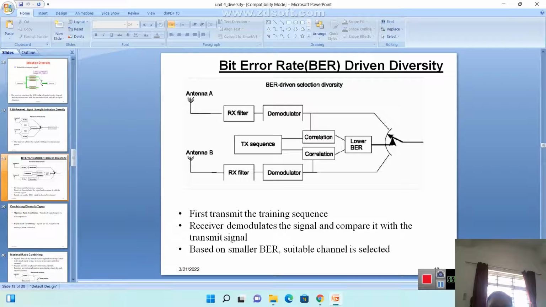What is the lower BER and what is the upper BER? The upper BER means the bit error rate is 0 less than R, and the lower bit error rate means 0 greater than R. The bit error rate is derived by selection diversity. First transmit the training sequence, then only the bit error rate will appear. The receiver demodulates the signal and compares it with the transmitted signal. Then, based on the smaller BER, the suitable channel is selected.